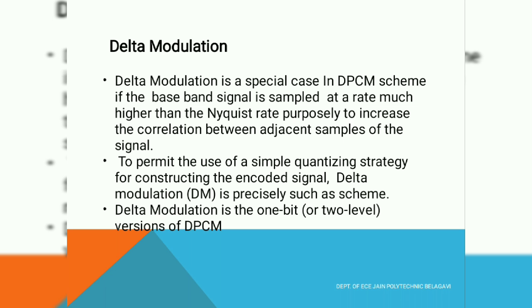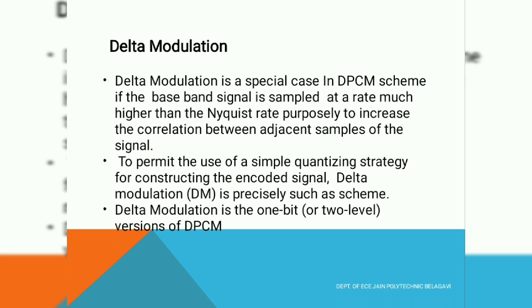In delta modulation, the question arises, what is the error signal? The error signal is the difference between the input signal and the quantized signal. Suppose we take the input signal as x(t), the error signal as e(nTs), and the quantized signal as x cap(nTs). So the error is defined as the difference between the input signal and the quantized signal.